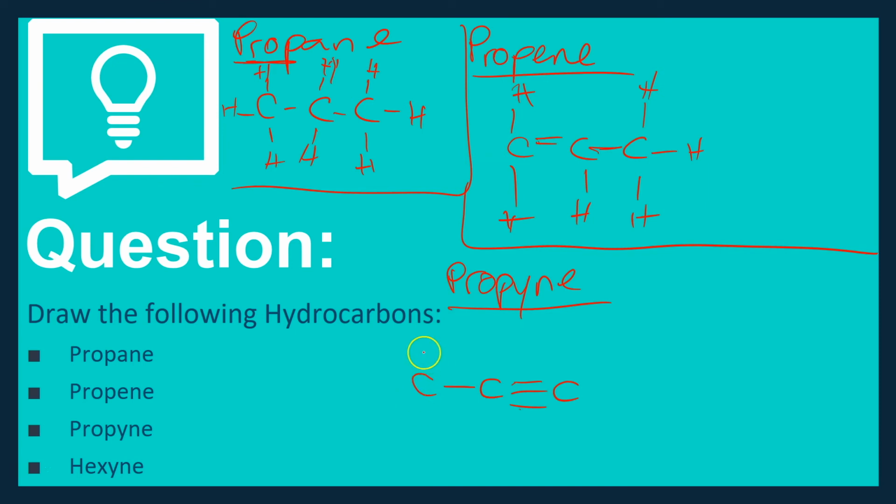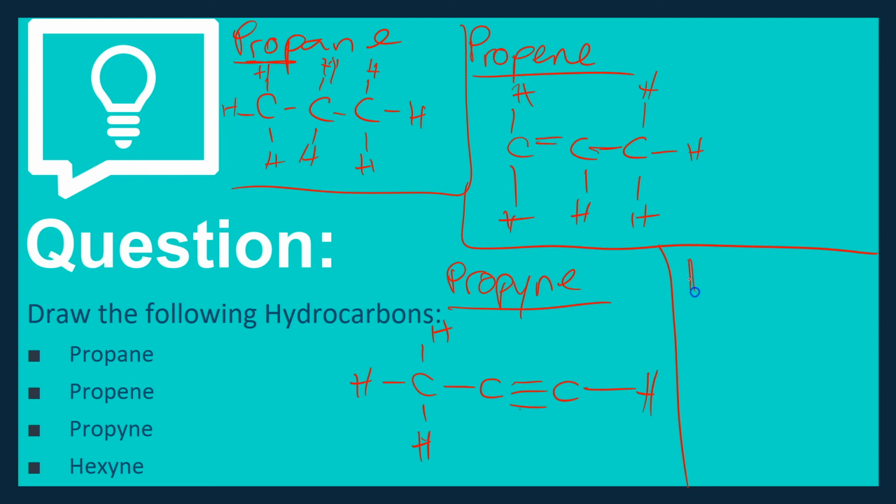So this first carbon has 1 already, so you can go 2, 3, 4. The one in the middle, count them up, it has 1, 2, 3, 4. So that one in the middle can't make any bonds with hydrogen because it's already saturated with 4 bonds. And the one on the end has 3, so it can have 1 more bond. So hydrogen, hydrogen, hydrogen, hydrogen. There you go.